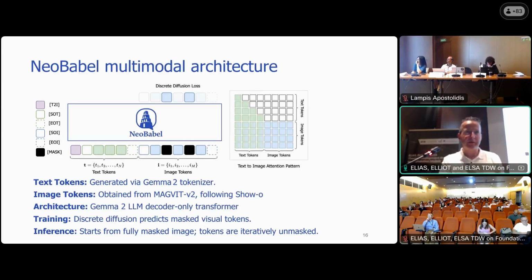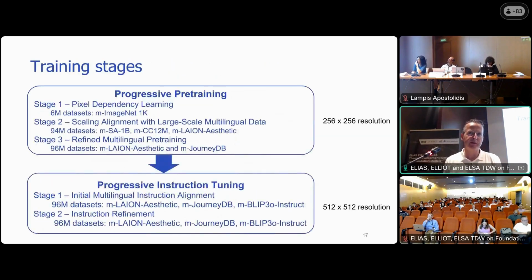So that's an important element of the approach. And the second important element is the training stages that we use. This is a very specialized training procedure that has multiple stages. First, we start with what we call progressive pre-training. In stage 1, we want to learn the basic relationships between pixels and simple text captions. For this stage, we use the ImageNet 1K dataset together with our multilingual extension indicated by the small m.